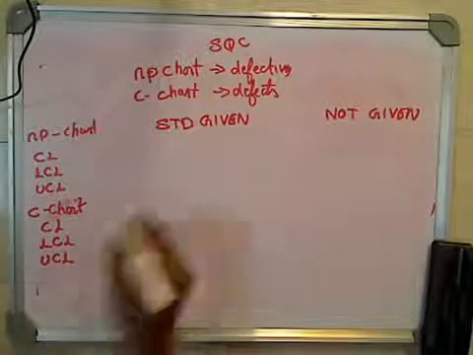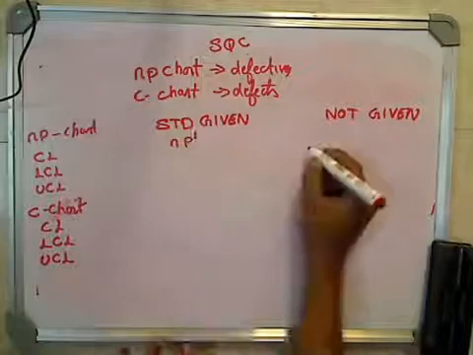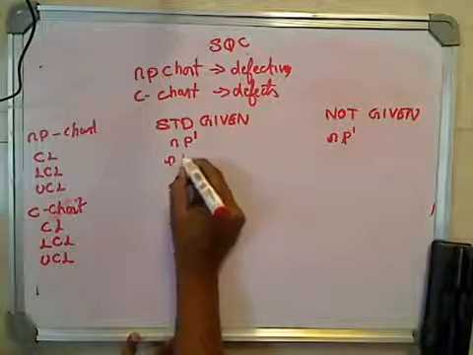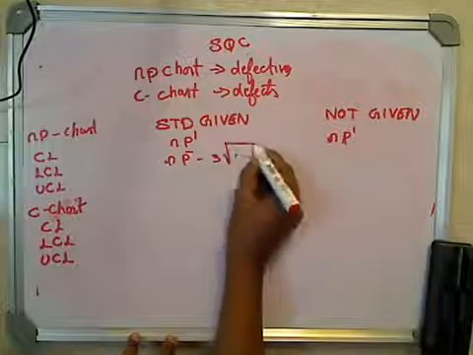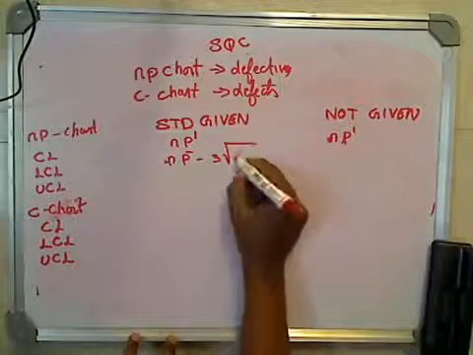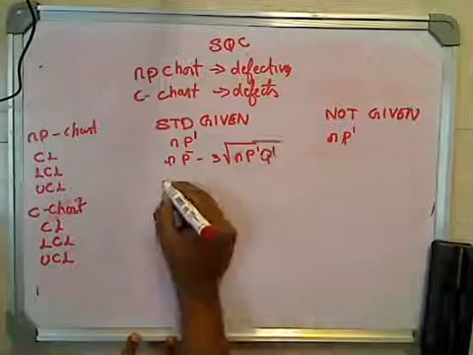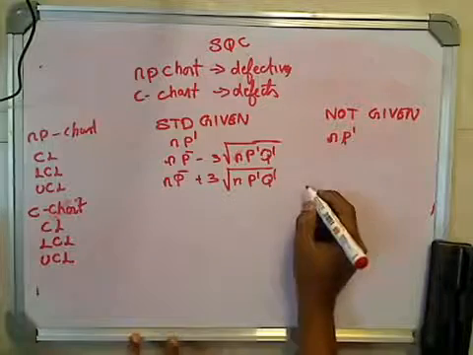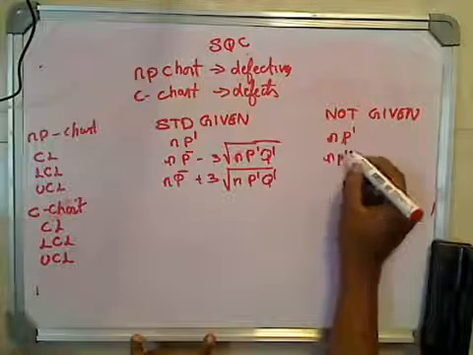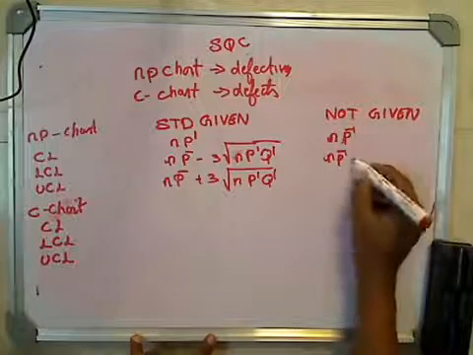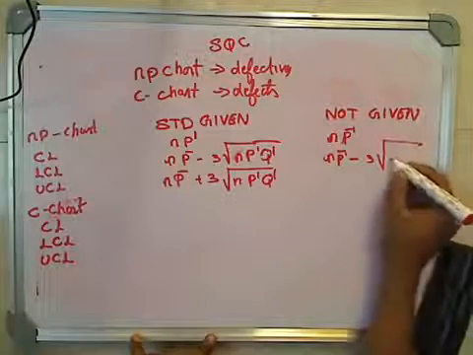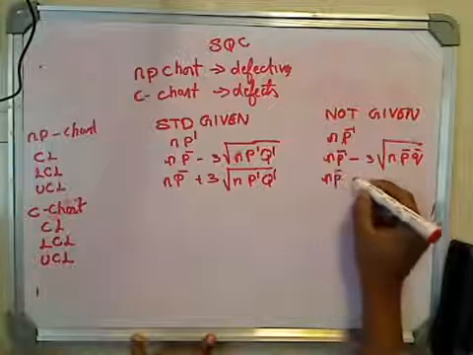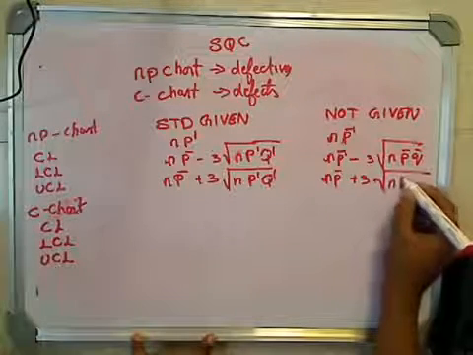Now, in case the standards are given, NP and small p. Okay, NP minus 3 square root of NPQ, and NP plus 3 square root of NPQ. The similar thing you need to do here. P minus 3 square root of NPQ, and P plus 3 square root of NPQ.